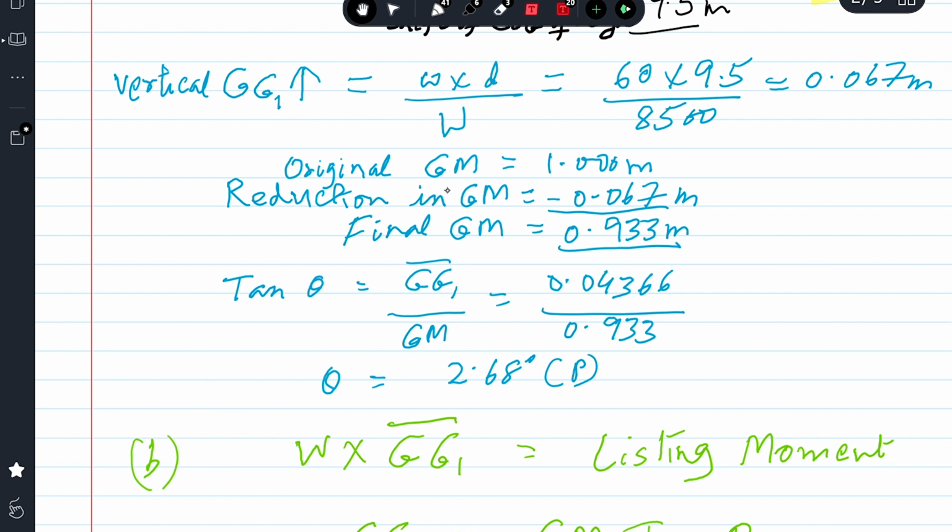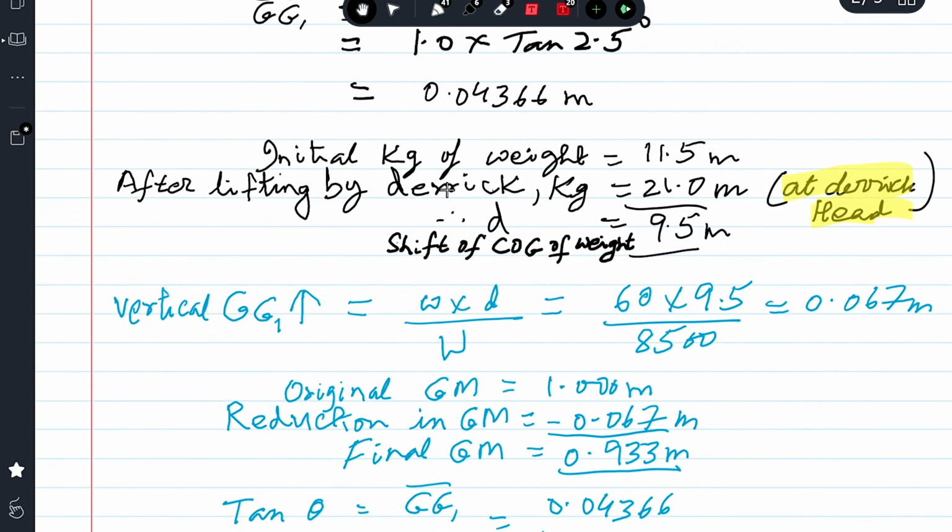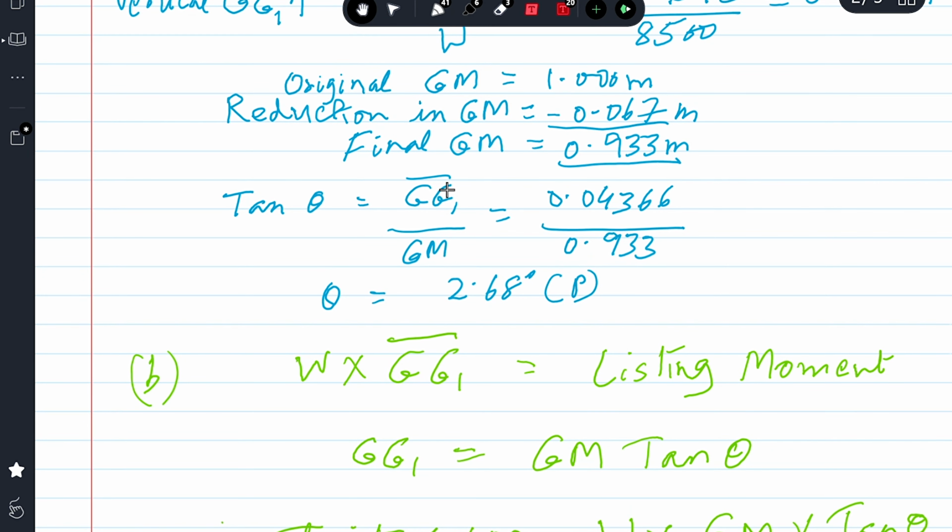So tan theta is GG1 upon GM. You divide 0.0436 by the new GM found, 0.933, and theta comes out to be 2.68 degree to the port. It was 2.5 degree to the port and cargo is still 3.5 meter off the center line. But just by lifting by the derrick, the list has increased from 2.5 to 2.68 degree to the port, simply because the GM has become less.